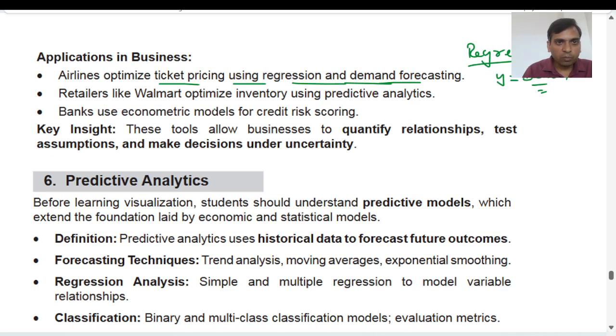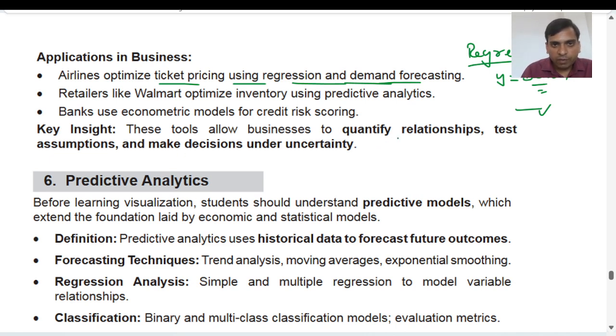Retailers like Walmart optimize inventory using predictive analytics. So using predictive analytics, using forecasting of demand, we can identify how much inventory should be maintained to fulfill the demand of the customer. And banks use econometric models for credit risk scoring, to find the credit score. There are multiple methodologies to find a credit rating, and these tools allow businesses to quantify relationships, test assumptions, and make decisions under uncertainty.